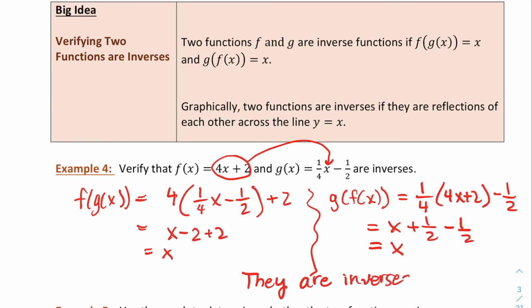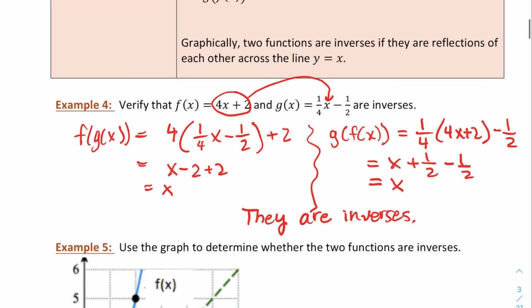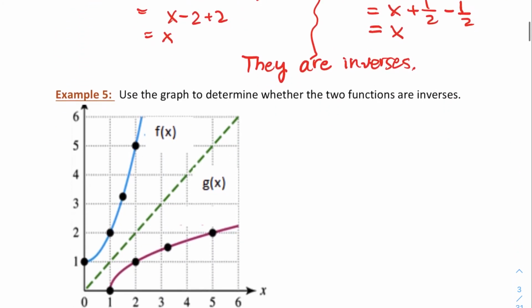You might say, well, why don't I just start with f of x, swap x and y, and show that it gets me the equation for g of x? You could do that, but it would really only be halfway. You'd also have to start with g, swap x and y, and show that it gets you back to f. Let's look at a couple of graphs of functions.